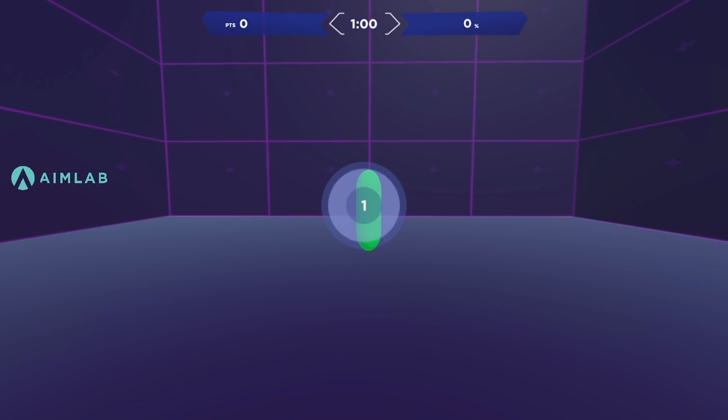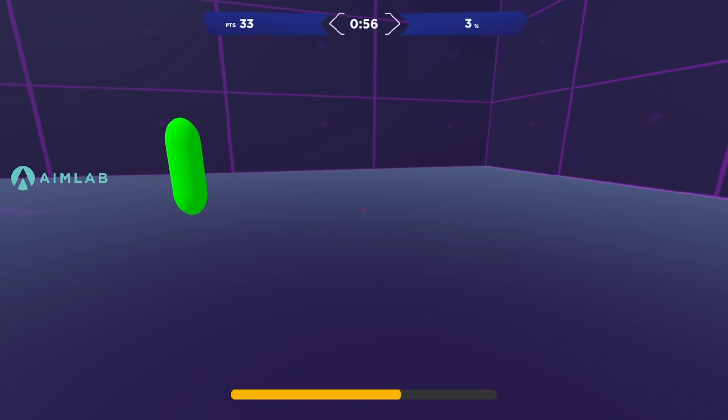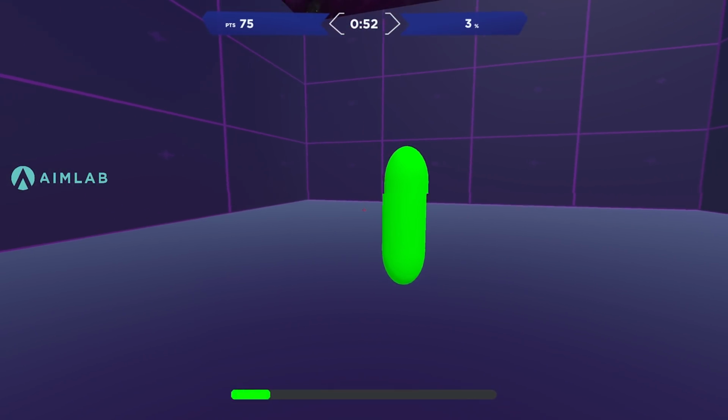But basically you have the movement bar similar to the Coliseum scenario. You're going to try and keep that in the middle like I'm doing right here, not get it red, and at the same time maintain accuracy on this green pill.